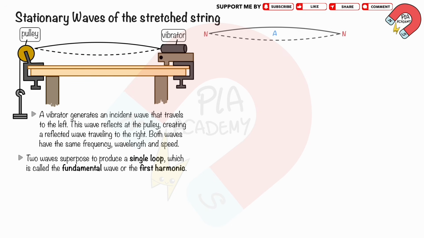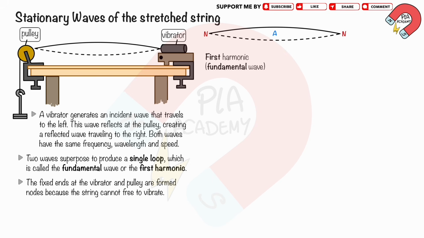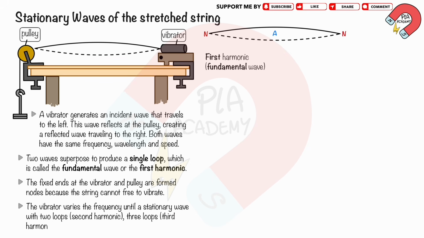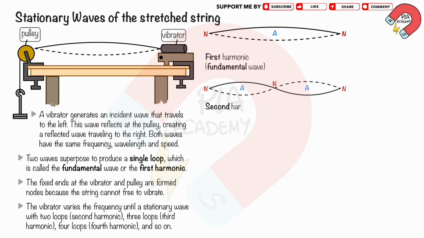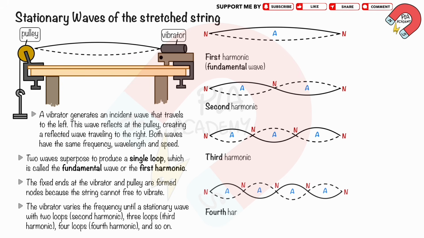The simplest standing wave pattern, with a single loop, is called the fundamental frequency, or the first harmonic. The fixed ends at the vibrator and pulley always form nodes, because the string is not free to vibrate. The vibrator varies the frequency until a stationary wave with 2 loops, the second harmonic, 3 loops, the third harmonic, 4 loops, the fourth harmonic, and so on, is formed.